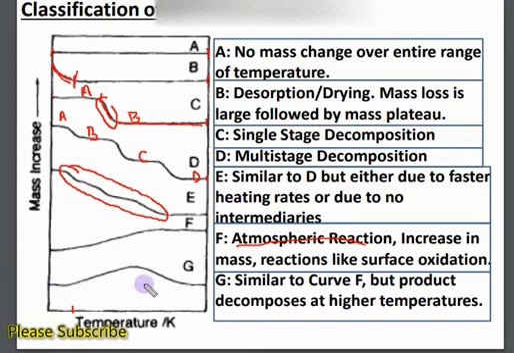In curve G, this G is similar to F, but initially the mass increases. After this point, the mass decreases, as a new product is formed, and after crossing this temperature this new product is not stable, and it decomposes and forms a completely new material, decreasing in mass.